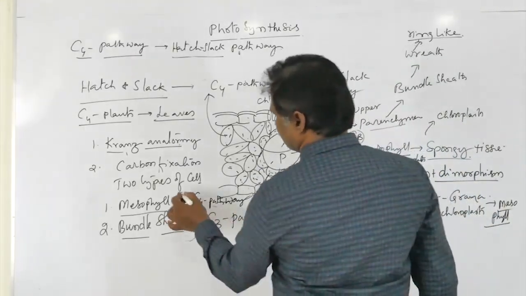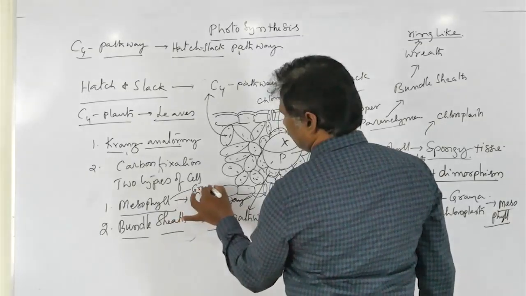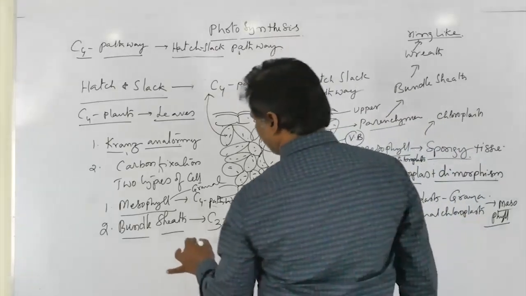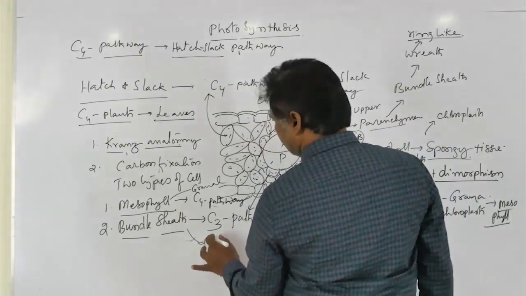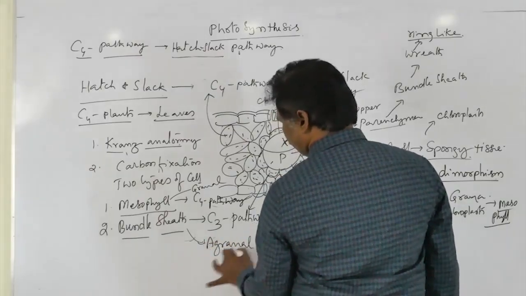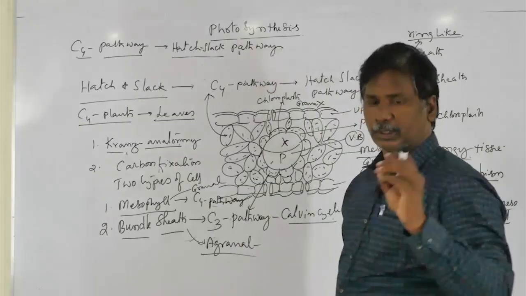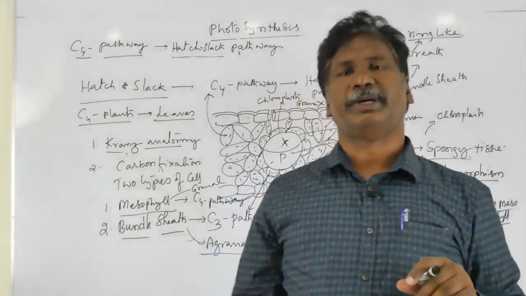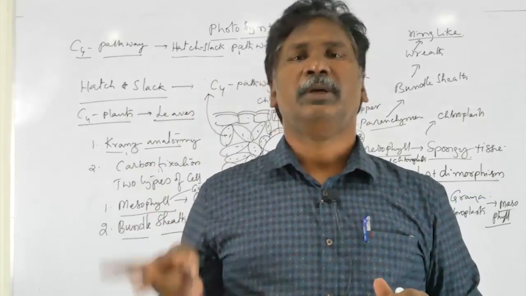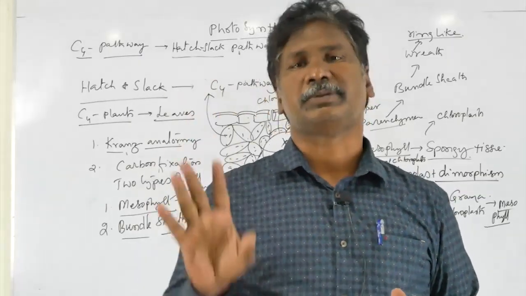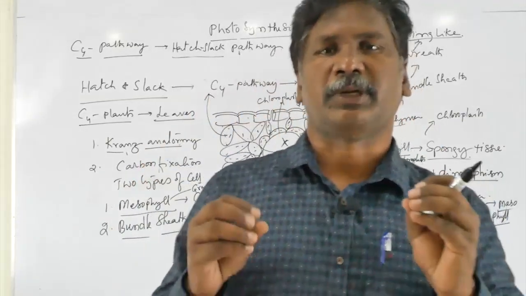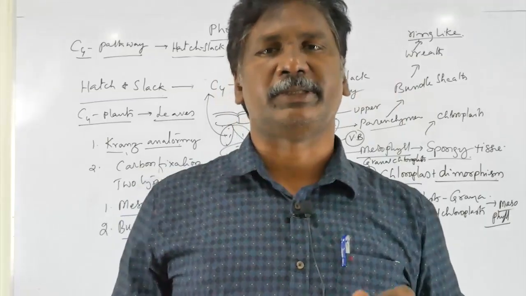So mesophyll cells have granule chloroplasts, and bundle sheath cells have agranule chloroplasts. That is nothing but division of labor. Carbon fixation takes place in two types of cells with two types of chloroplasts. These are some of the special features present only in C4 plants.